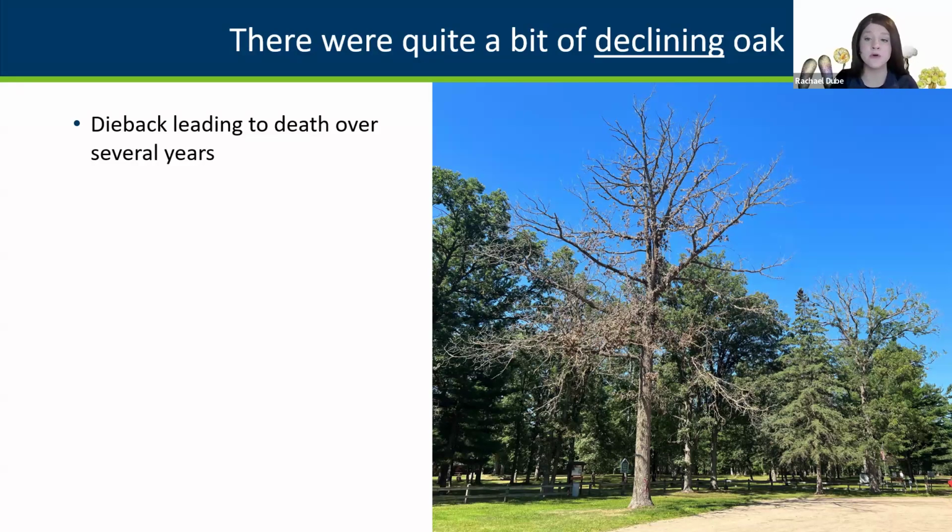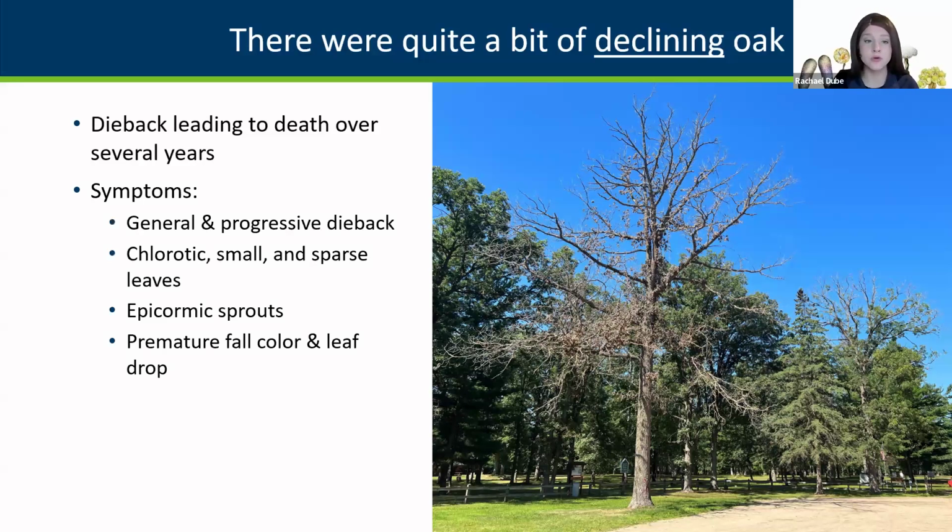The symptoms of decline include this general and progressive dieback, formation of chlorotic, small and sparse leaves, as well as epicormic shoots. These are shoots that are coming up on the main branches and the trunk as the outer canopy dies and more light gets into the inner portions of the tree. That's a sign of tree stress, and it's kind of a last-ditch effort to stay alive. And then you might also see some premature fall color as well as leaf drop in these declining trees.